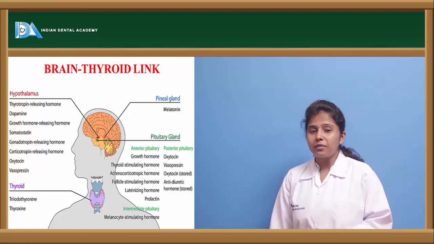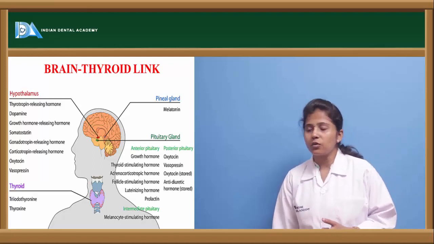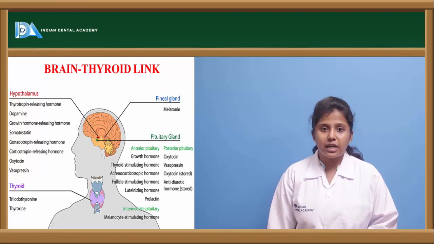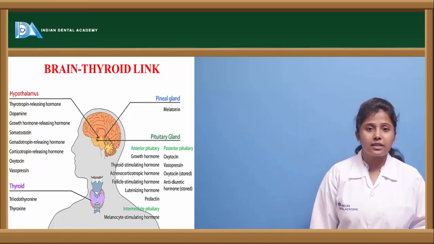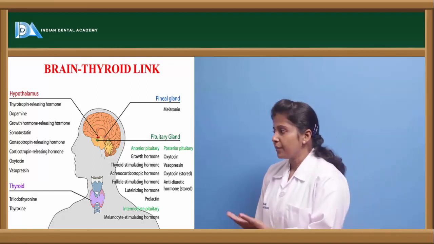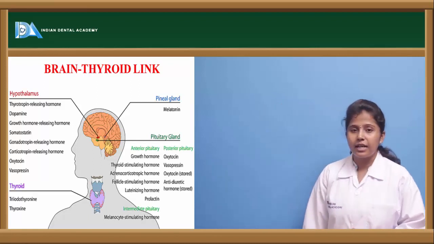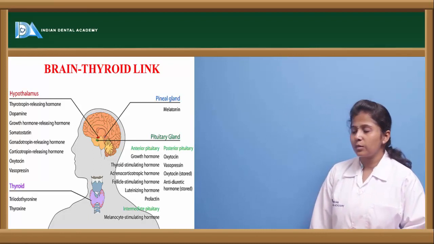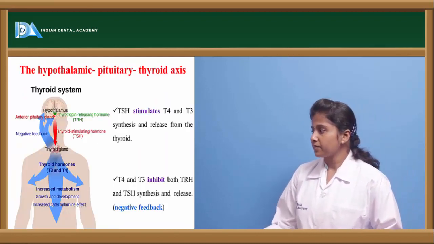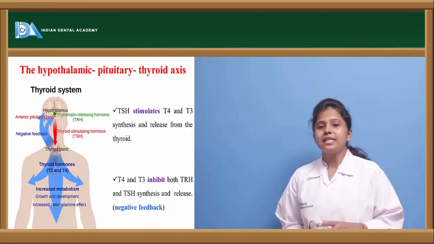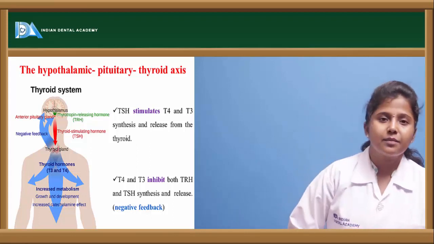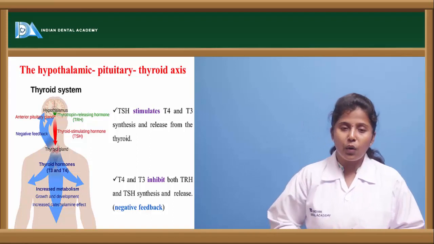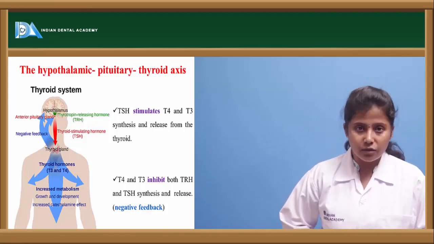From the hypothalamus, the thyrotropin releasing hormone that is released aids in the stimulation of the thyroid gland, leading to thyroid hormonal secretion. And the thyroid gland releases two hormones, triiodothyronine as well as thyroxine. So let us see the feedback pathway, or loop, between the brain and thyroid.